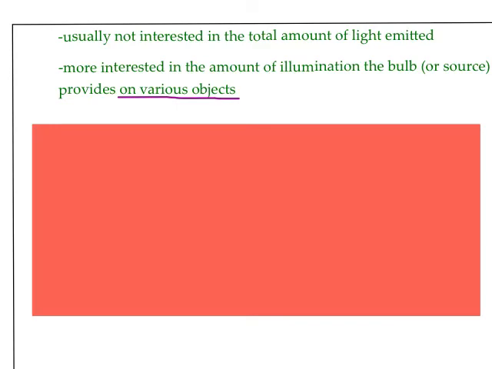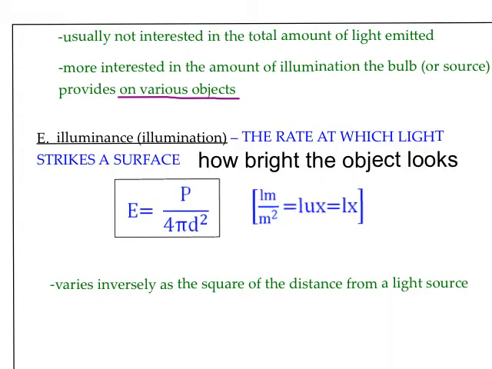Now typically we're usually not that interested in the total amount of light emitted from a source. We're more interested in the illumination that it provides on various objects. So how well lit can something be in order for us to see it better? And in order to do that, we look at a quantity called illuminance. Notice the prefix changed. It's illuminance. It's also called illumination. So this is referring to the object being lit up. Now, illuminance or illumination is the rate at which light strikes a surface. So I don't know if you've ever noticed on a flashlight that it actually does matter how far away the flashlight is from the object that you're trying to see.